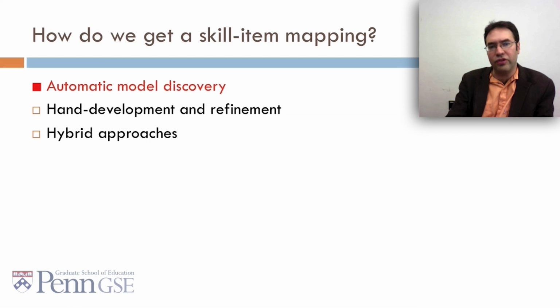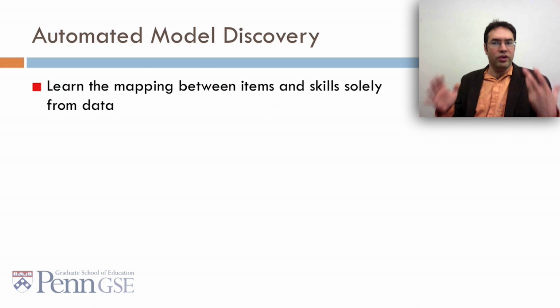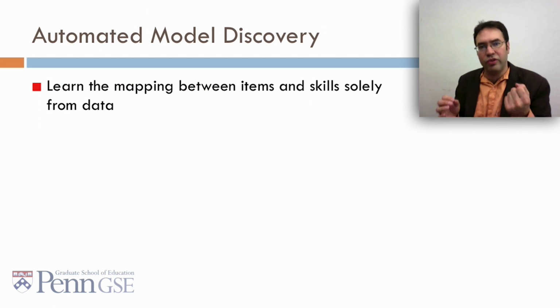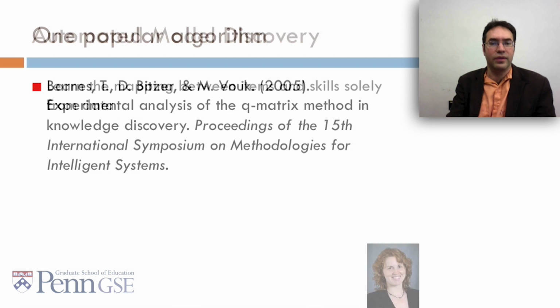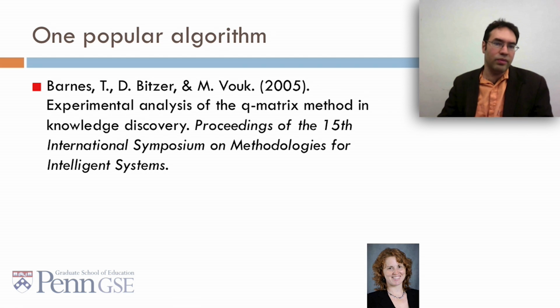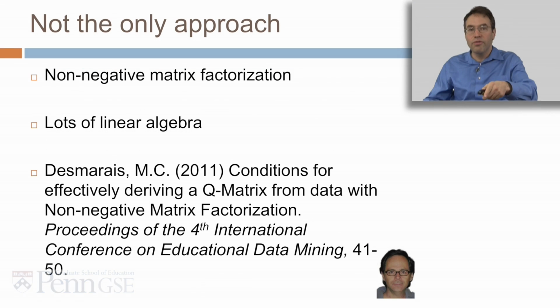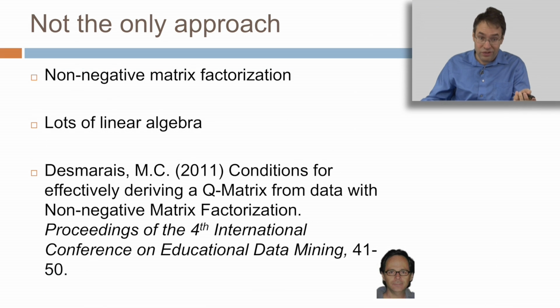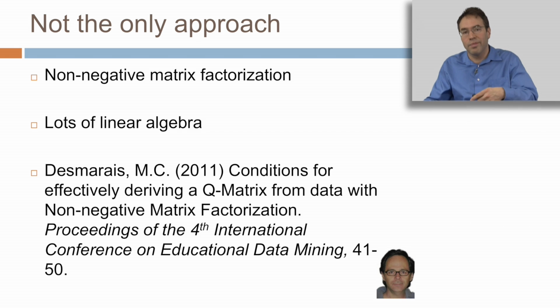So automatic model discovery. What you do there is you learn the mapping between items and skills solely from data. One popular algorithm is by Barnes, Bitzer, and Vuk. I'll talk about that one today. Now, of course, this is not the only approach to doing this. Non-negative matrix factorization is an alternative. It's got a heck of a lot of linear algebra. If you want to learn more, I recommend reading this paper.